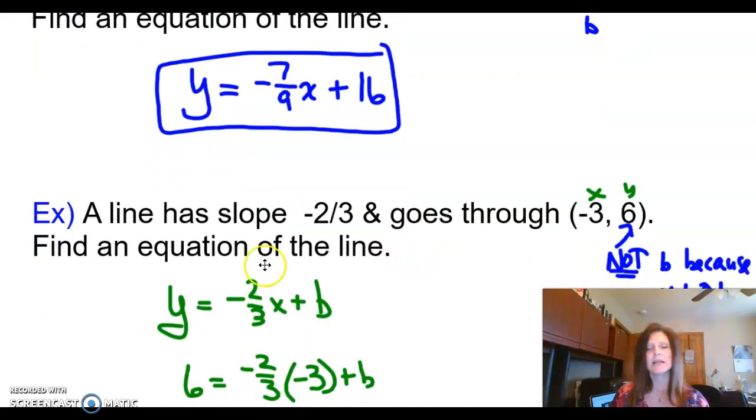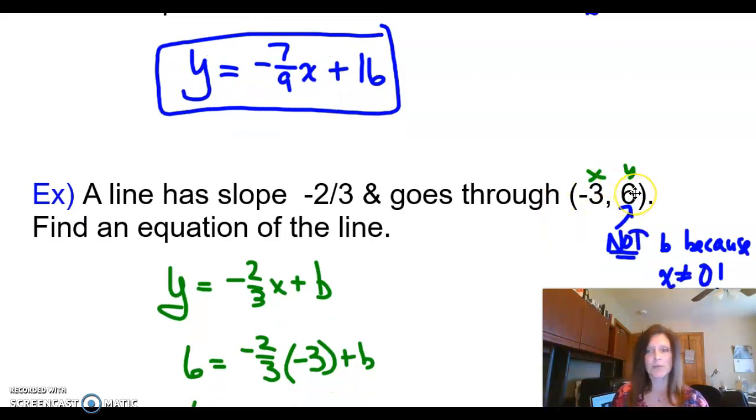If instead they tell me what the slope is and a point that's on the line, it's a little more difficult, but we can still do it. I know this is not the y-intercept because the x-coordinate is not 0, but it is a point that's on my line. So in this case, we would know that y is equal to -2/3 times x plus b.